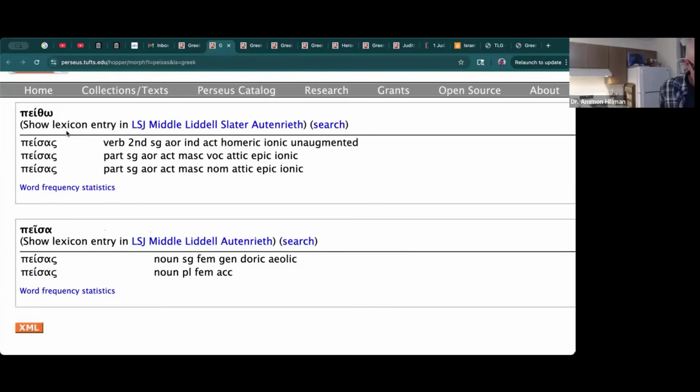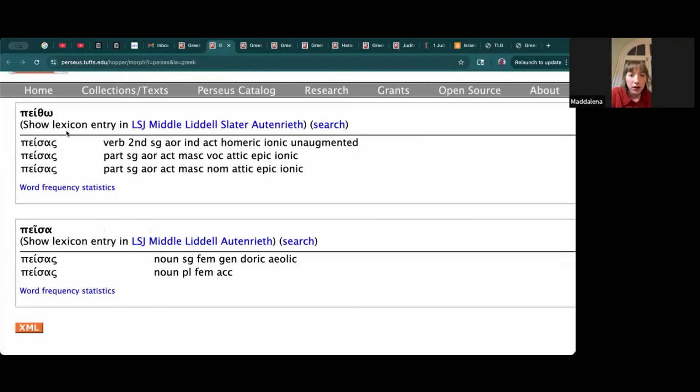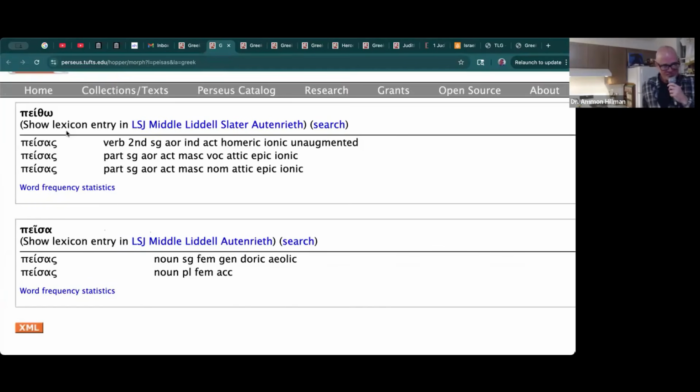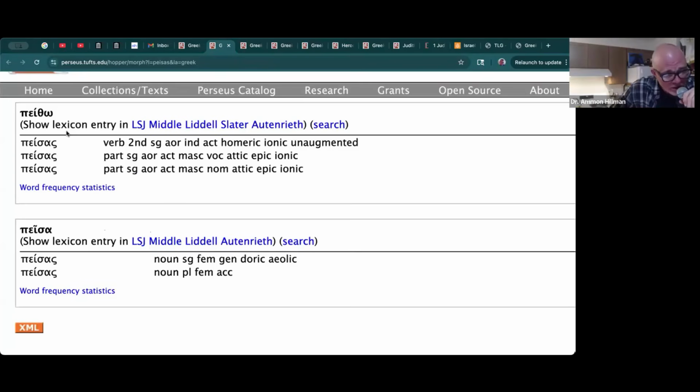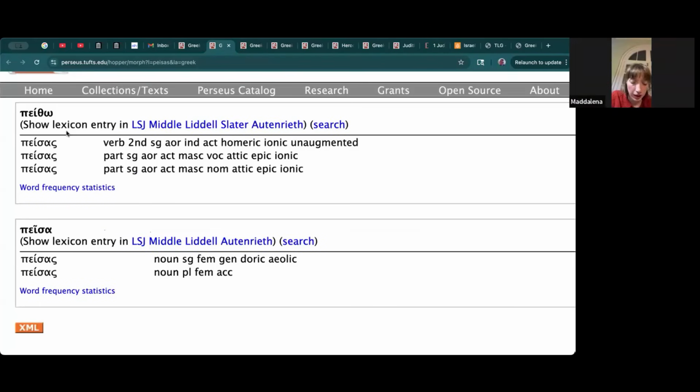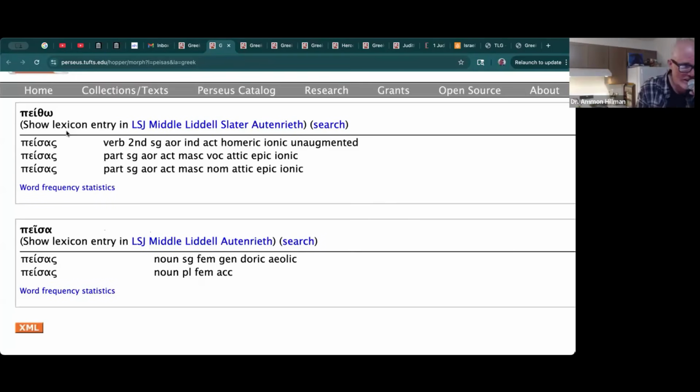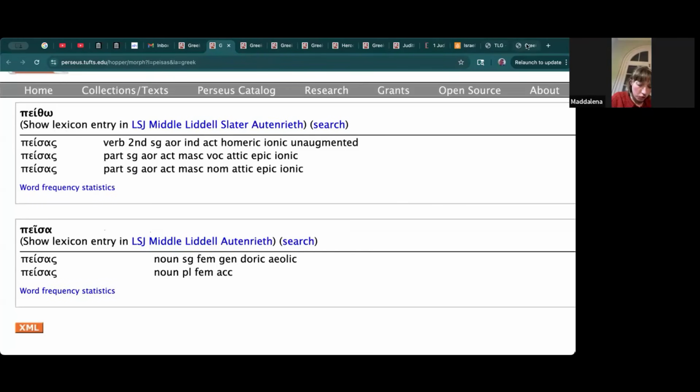Look at my screen. Am I sharing with you? Okay. So peitho, to persuade. Notice, I think you identified it already, it's just the second aorist, but I do want you to notice that it is also a participle. It's got the -as on it, so it can be a nominative masculine singular. I just want you to notice that as you're translating it.